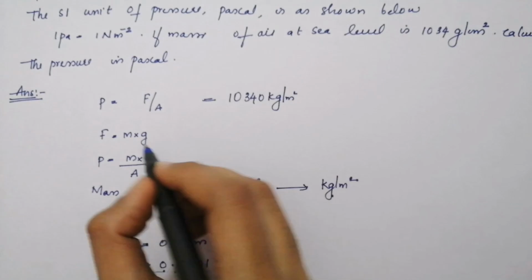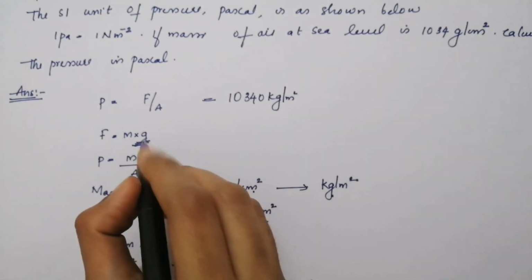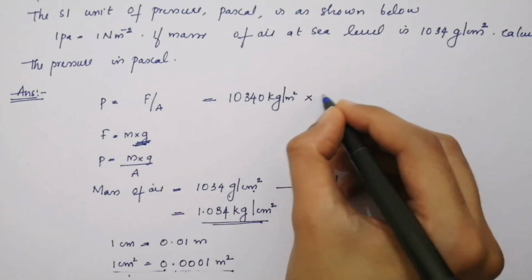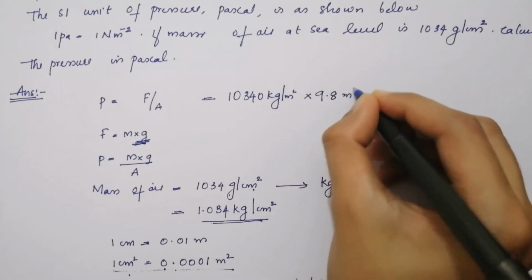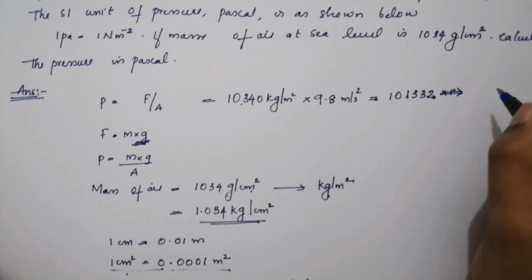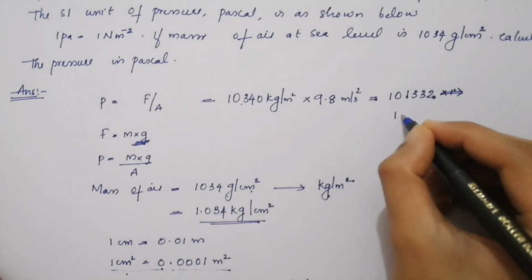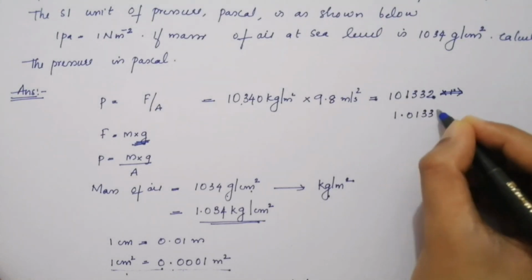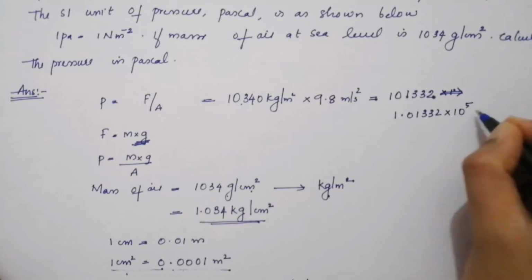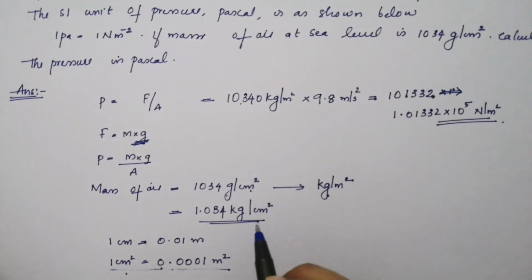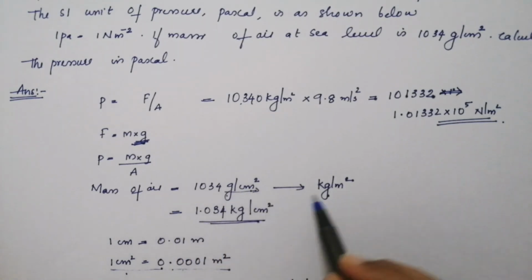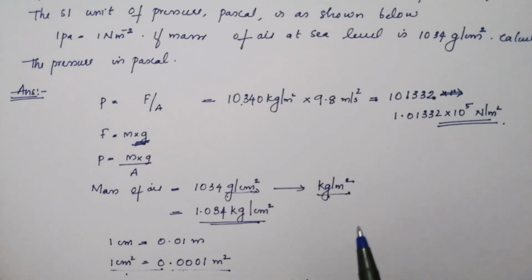But here we haven't multiplied it with this acceleration due to gravity. So hence we are going to multiply it with acceleration due to gravity, that is 9.8 meter per second square. So we get the answer as 101332. Now we can also write this as 1.01332 into 10 raised to 5 Newton per meter square. The only thing that we have to be careful in this question is the conversion of this gram per centimeter square into kilogram per meter square.